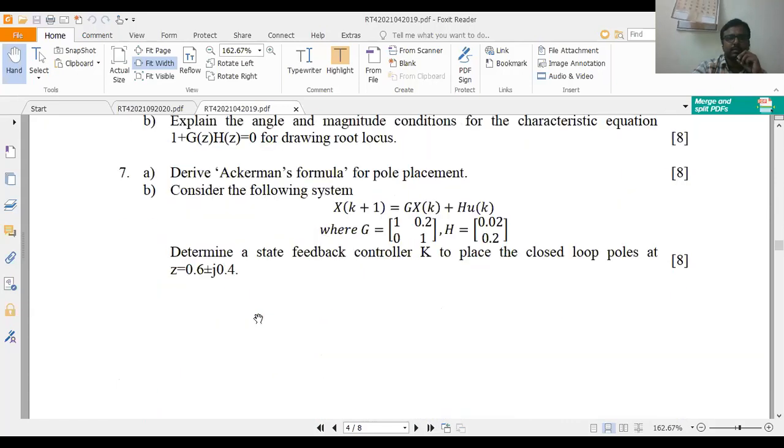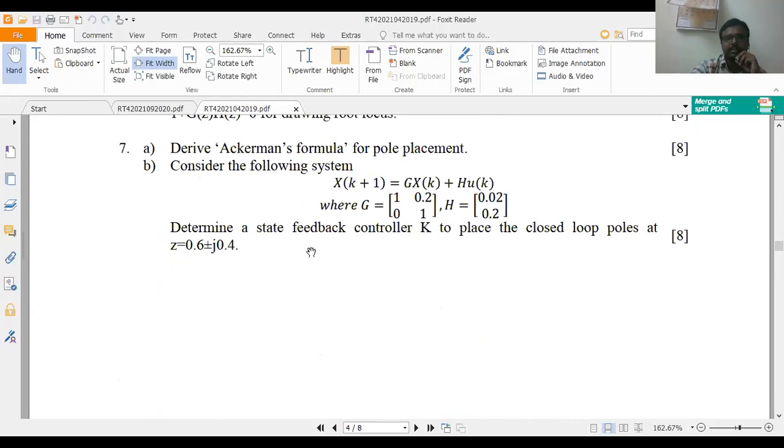And coming to the last one, derive Ackermann's formula for the pole placement technique, and determine the state feedback controller K with the given matrices for the closed loop poles of 0.6 plus or minus j0.4. It is asked for 8 marks.